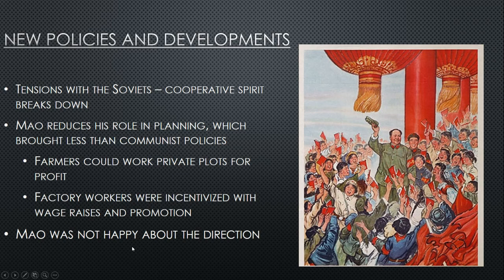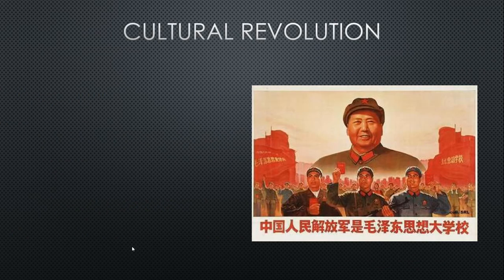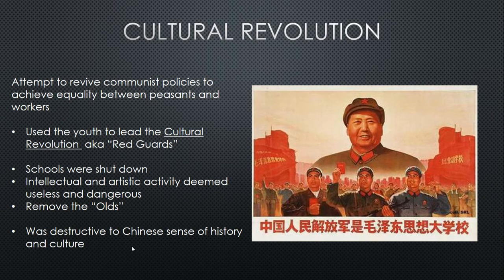Mao was not happy about the direction that many of these new policies were going, which is going to usher in another wave of change that is known as the Cultural Revolution. This was an attempt to revive communist policies, with achieving equality between peasants and workers really being the ultimate goal. He's going to use the youth to lead this cultural revolution. They were the militias referred to as the Red Guards. We saw a couple of things happening there.